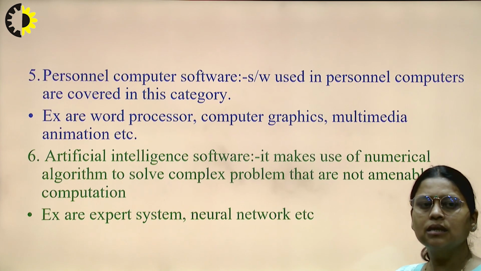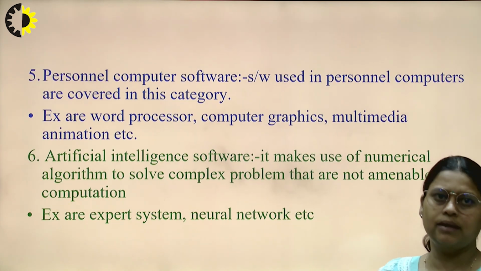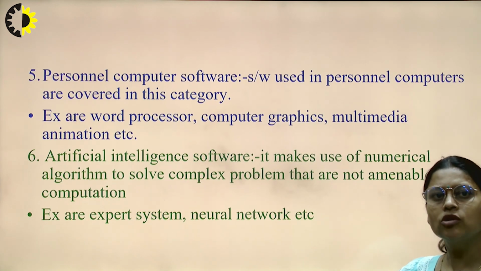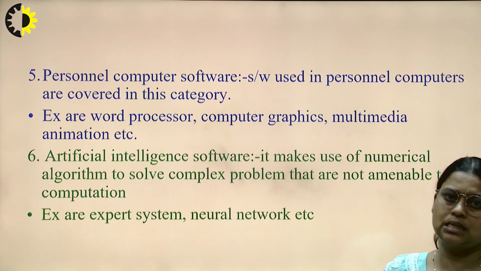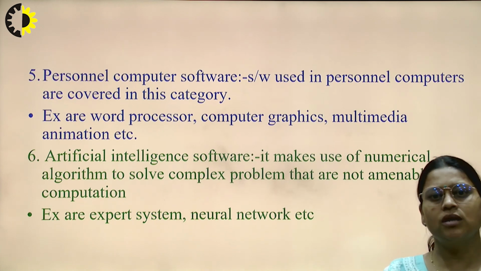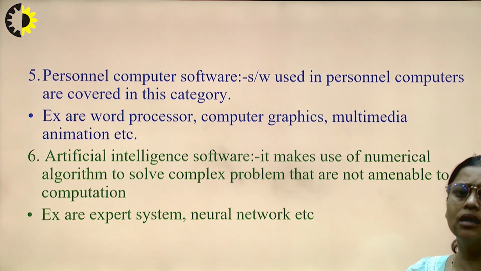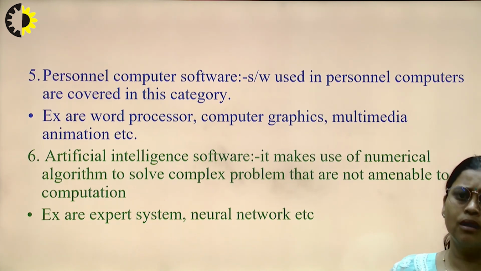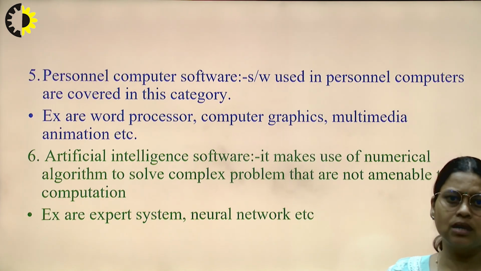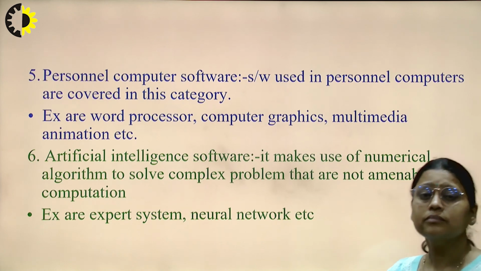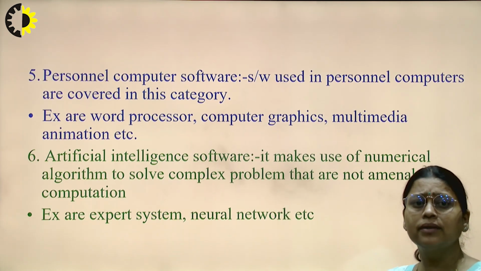Now, the next application of software is personal computer software. Personal computer software is used for personal purposes, for example word processing, computer graphics, and multimedia animations. If any user wants to use software for their personal use, it comes in the category of personal computer software. Now, the next category is artificial intelligence software.